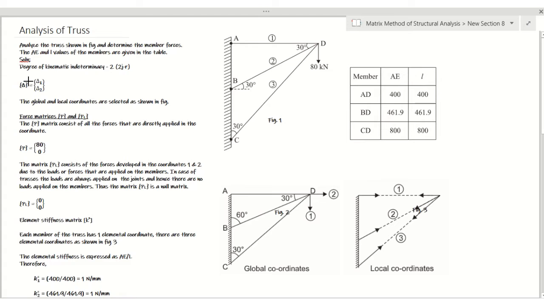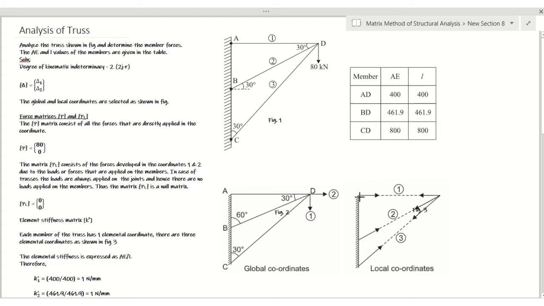So unknown displacements have been taken as delta 1 and delta 2. Delta 1 corresponds to the vertical displacement of joint D. Delta 2 corresponds to the horizontal displacement of joint D. Now, these are the global coordinates that we have written here.